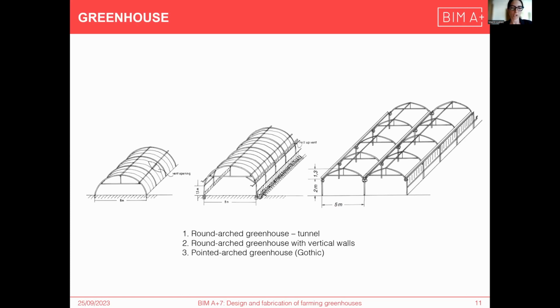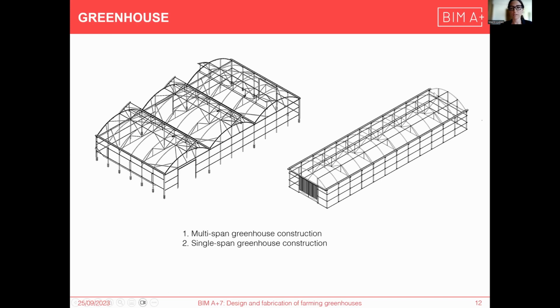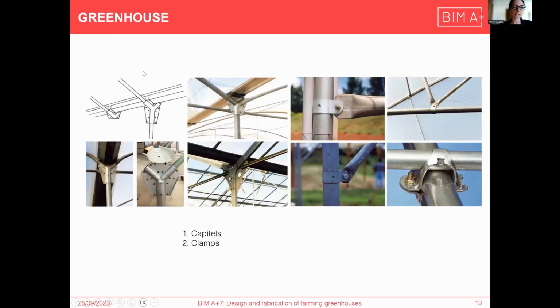These are some of the structures that are produced by the company. We have a tunnel greenhouse with vertical walls, and we have a Gothic structure. Here we have a single span structure and a multi-span structure. These are some of the elements that will be later implemented into case studies. These are capitals that come on the columns that are holding roofs and gutters, and these are clamps that are fixing the elements.